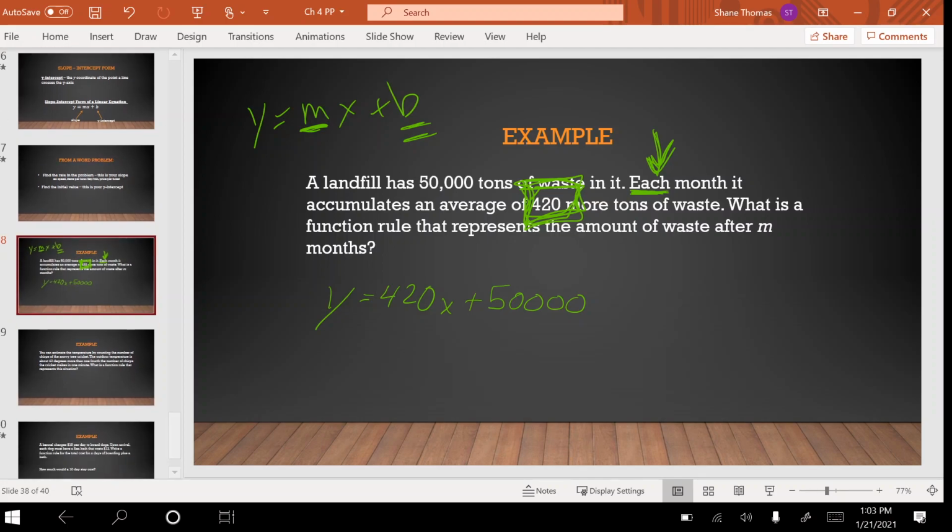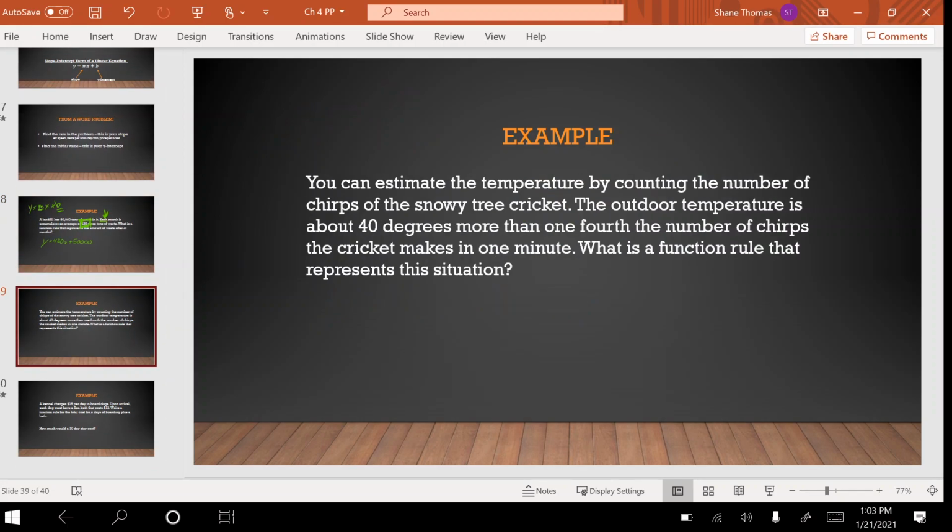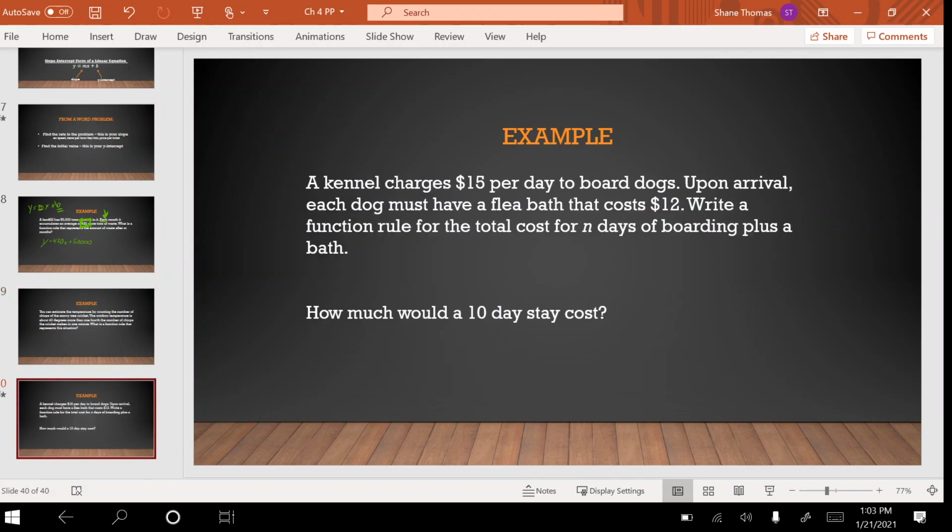Oh, yeah. Here we go. This one's a little tricky. We'll come back to that one. Your estimated temperature? All right.